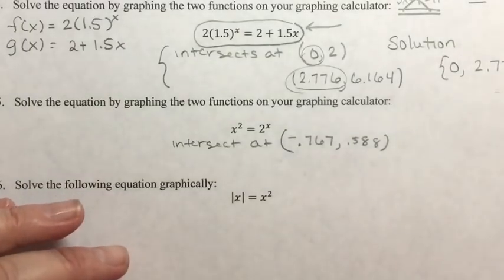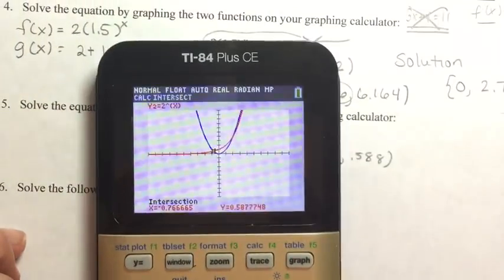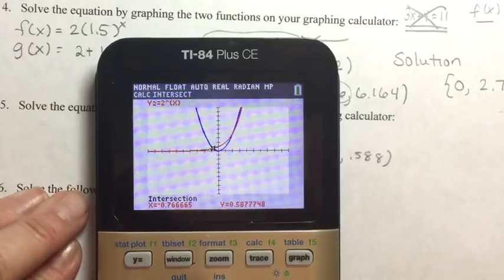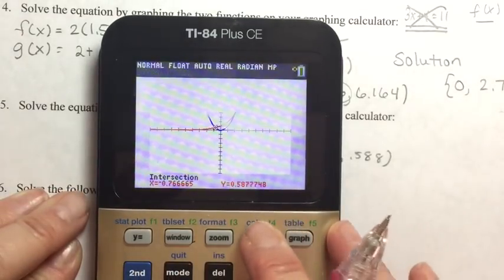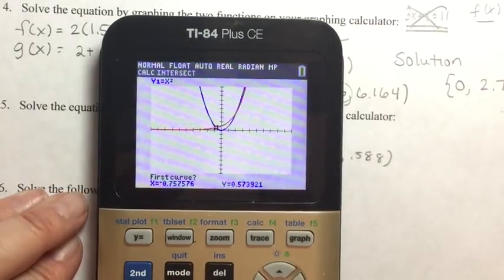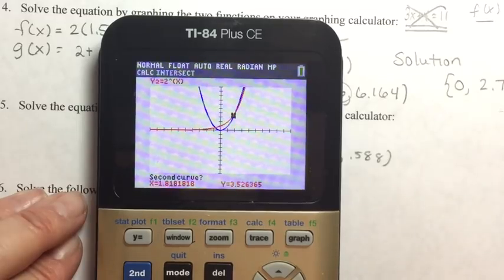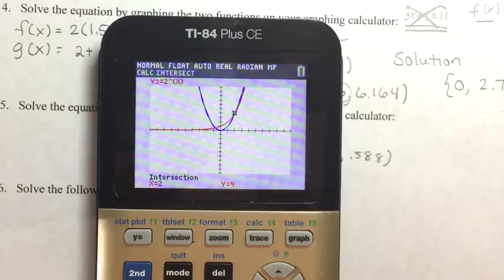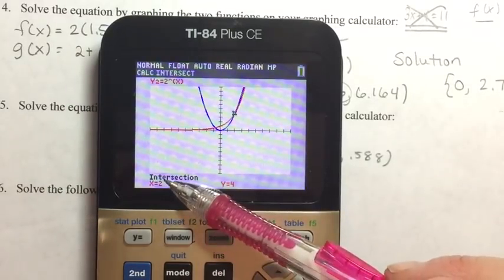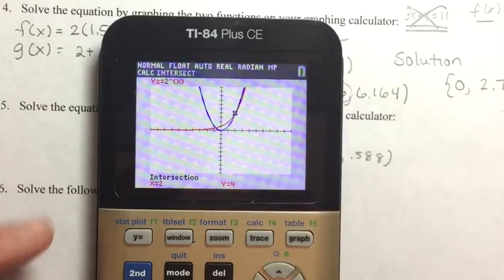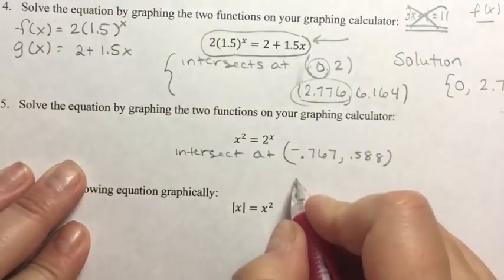All right, so now let's go try and find our next intersection point. We're going to do second trace again, intersect. Now we're going to move over to about where it intersects, see if we can find it. Maybe about there, enter, enter, guess. Oh, nice. That point is 2, 4. See right down here? 2, 4, intersection. So we're going to write that right here.